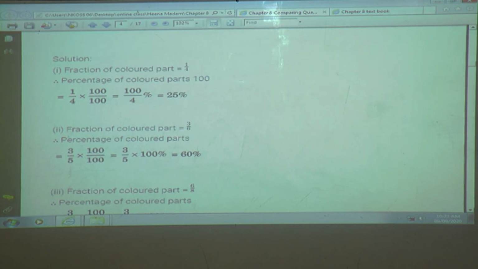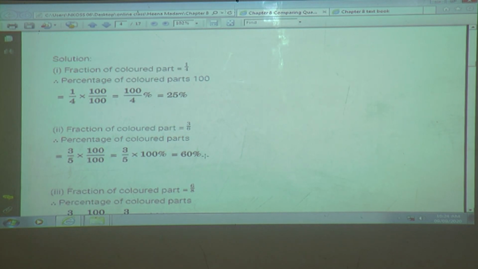So it is 3/5. Therefore the percentage of the colored part is 3/5 multiplied by 100%. You can skip the earlier step and write 3/5 multiplied by 100% directly. Now it is possible to reduce. 5 1s are 5, 5 20s are 100, so you get 20, and 3 20s are 60.